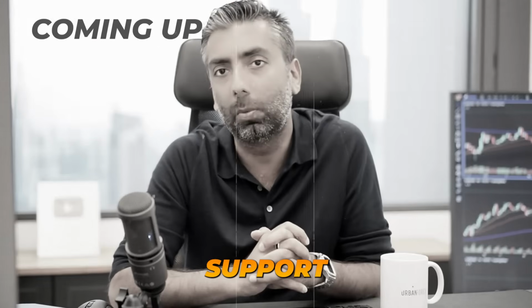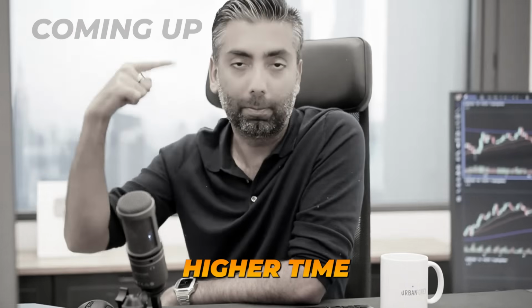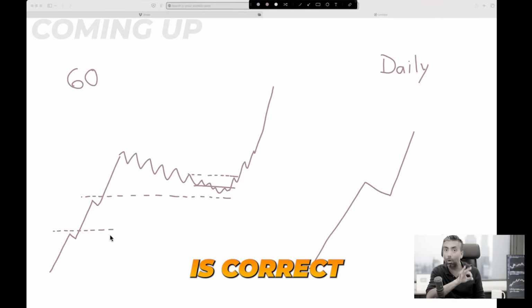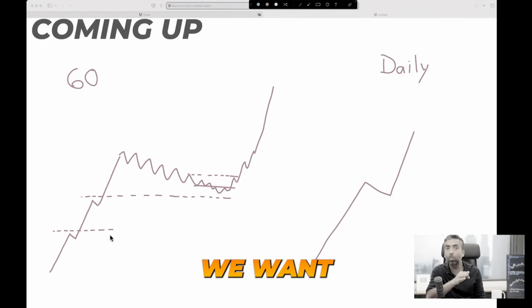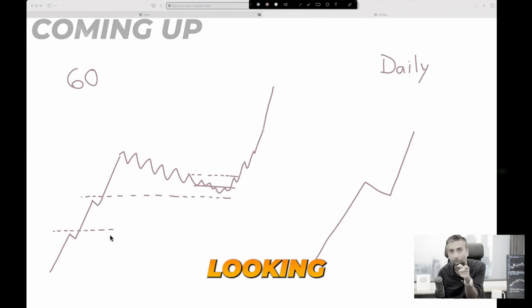How do you draw support resistance? Money resides on what time frame? Higher time frames. Remember that. All of these lines I'm drawing is correct. However, we want big boy to be behind us and saying, I am also looking at this.